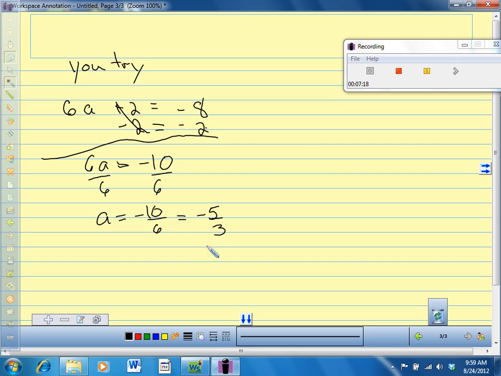And you should check that, but I'm not going to do it right now because I want to do another you try. Okay, you ready for you try? You try x over 9 equals minus 15.